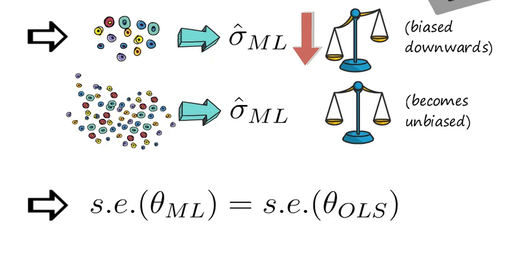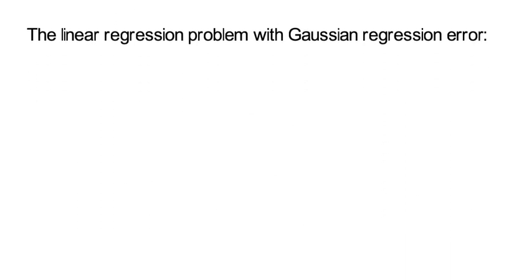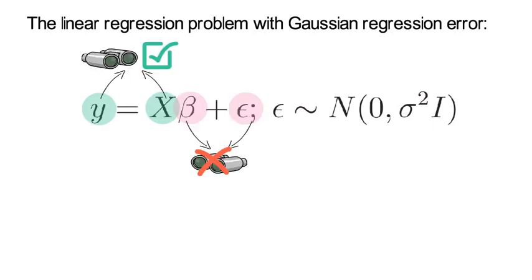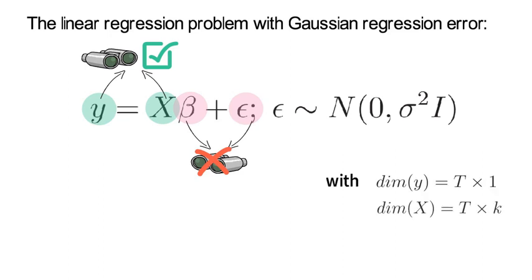So let's consider the linear regression problem that we study with Gaussian regression errors. It's written as follows: y equals x beta plus epsilon. So y and x are observed, beta and epsilon are not. Y has dimension t times 1, x has dimension t times k, and beta is of dimension k times 1.